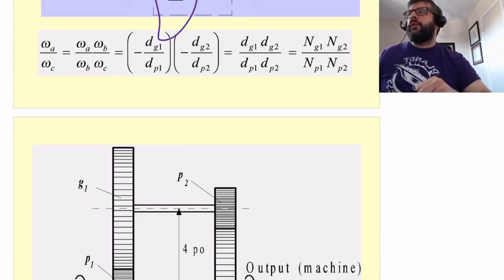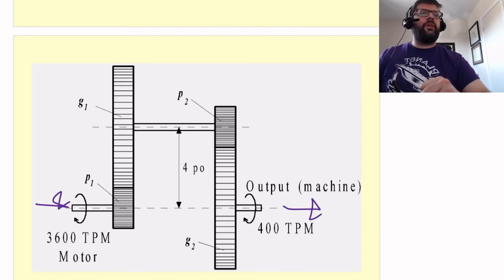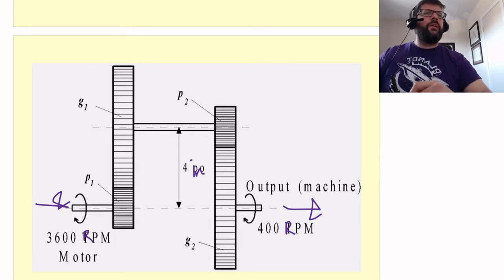And yeah, so here, for example, if we are trying to design something that will have an input of 3600 RPM and an output of 400 RPM, and we have a centerline distance between the two shafts of 4 inches, then that allows us to figure out what we'd need there.